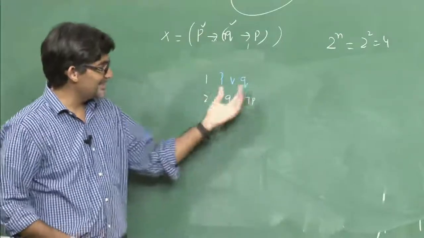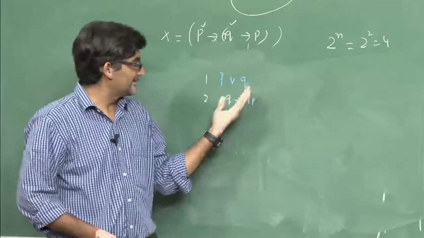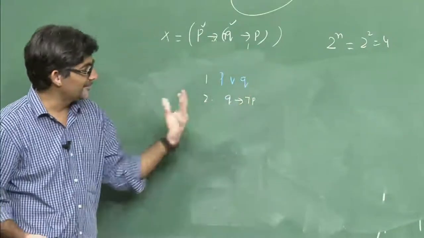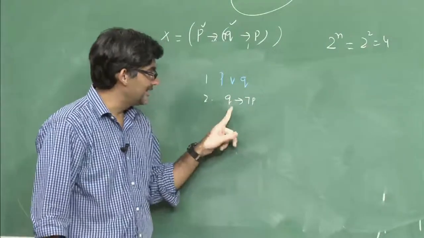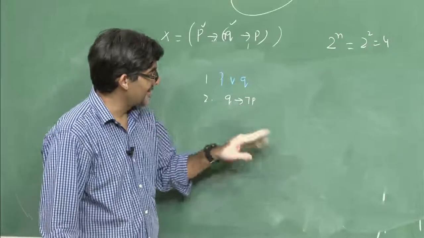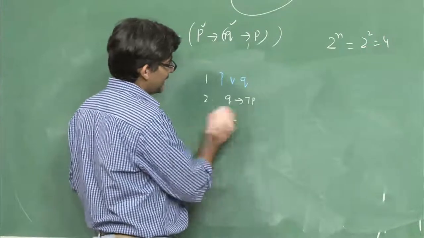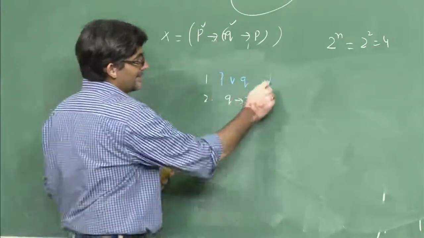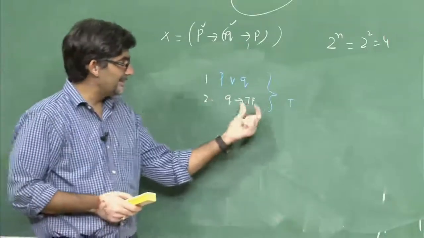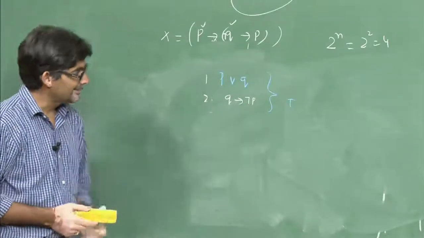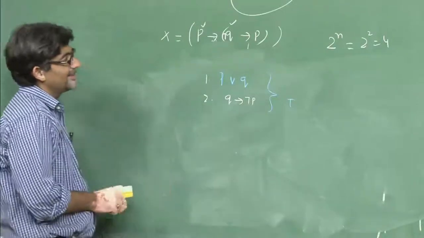These are some of the translations of English language sentences. Maybe P stands for it is raining or it is not, Q stands for grass is wet, and this stands for if the grass is wet, then it is not raining. So let us consider examples like this, and we will see whether it is satisfiable or not. That means simultaneously they have to be true, and only then can we say that these are satisfiable, or the other way of saying it, consistent.